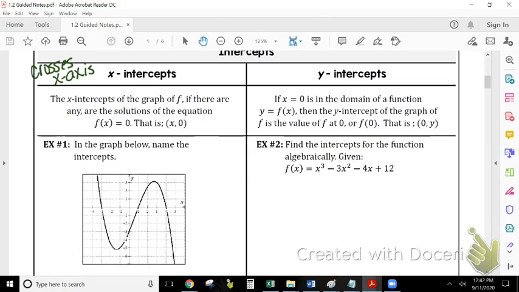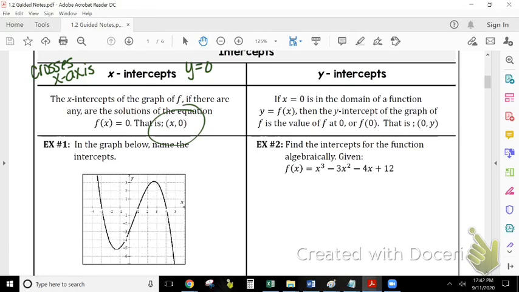So it tells us the x-intercepts of the graph of f, if there are any, are the solutions of the equation f of x equals 0. That means we're going to write our ordered pair as x, comma, 0. So on your x-intercept, your y value is equal to 0. So if we're looking at a graph, we're going to look for where it crosses the x-axis, and if we're doing it algebraically, we're going to put y equals 0 into it and solve. And we always write our intercepts as ordered pairs.